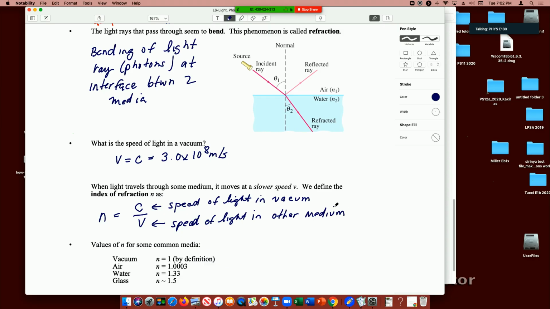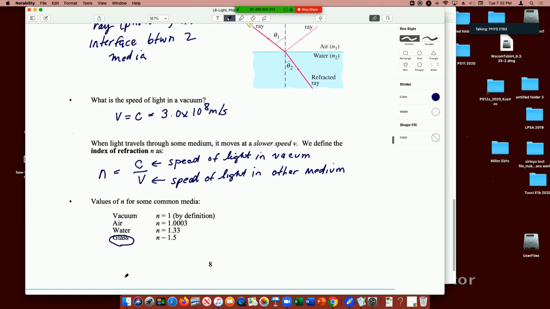Okay, so like for example, let's take glass. And acrylic there is pretty close to glass. So what does this 1.5 mean? Like if you had to explain to somebody what does 1.5 mean in terms of the speed of light in glass? It's 1.5 times slower than in air, right? So light travels 1.5 times slower in glass than air.